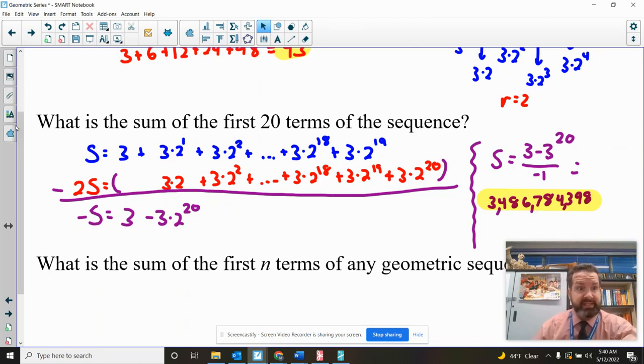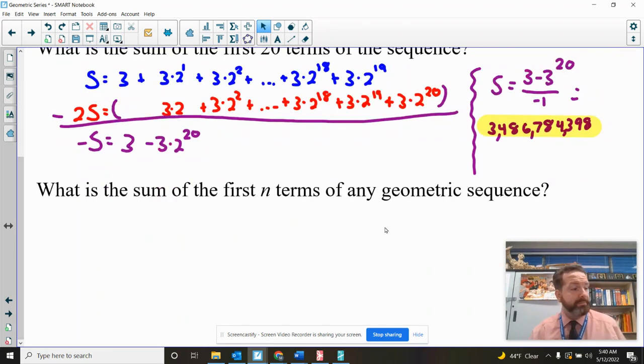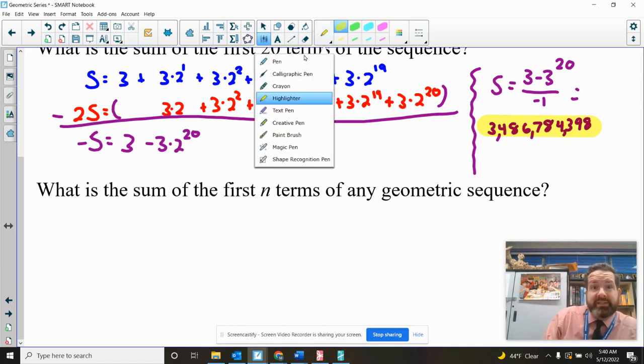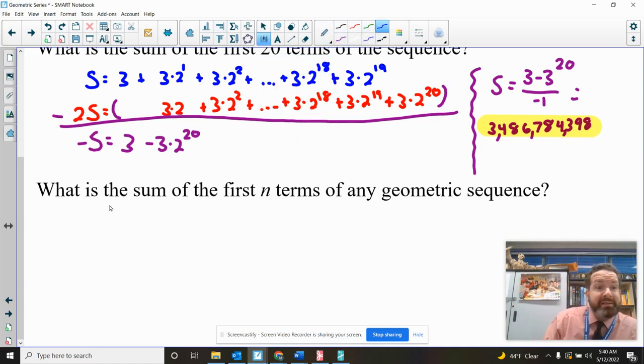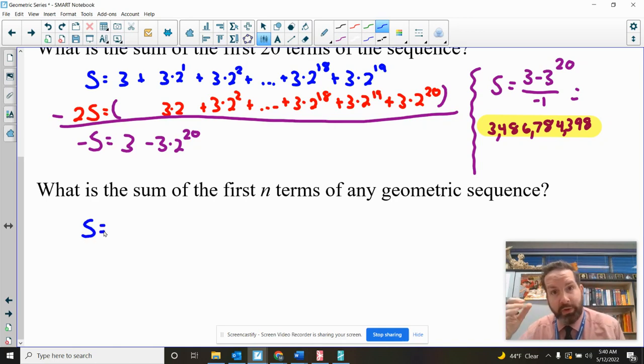Let's generalize it. And by that I mean, what if instead of this particular sequence, it's any geometric sequence? And what if instead of the first 20 terms, it's the first n number of terms? I want to run through a similar analysis. Now, I would like it if you understood everything we do. It's okay if you just kind of follow along and trust the end result.